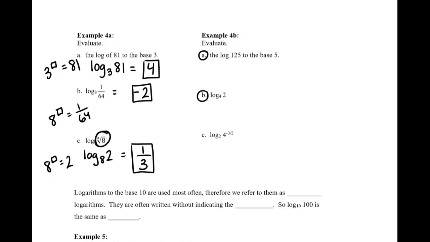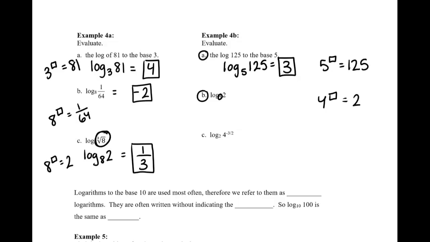Okay, so the log of 125 to the base 5. Our base always goes here, so it's log base 5 of 125. So the question we're asking here is 5 to what power equals 125? And 5 cubed is 125, so log base 5 of 125 is 3. Log base 4 of 2 is asking 4 to what power, because our base again is always the little guy. 4 to the power of what equals 2? It's the square root, so it's 1/2.